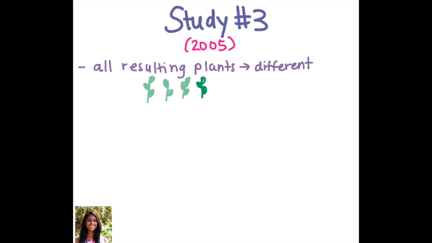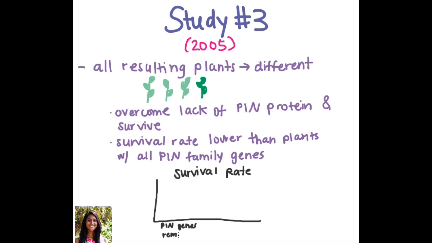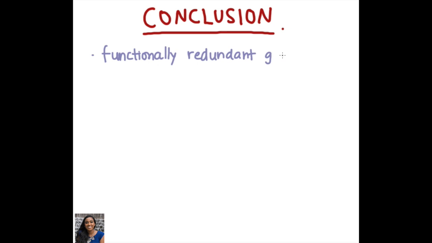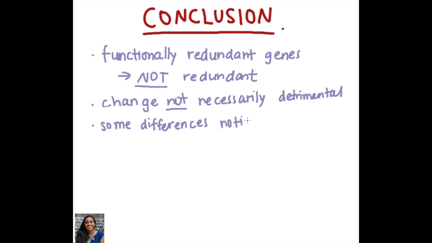Although the resulting plants were all different, they were able to overcome the lack of PIN protein and survive. However, it was found that the survival rate of these plants was not as high as those with all of the PIN family genes. Through both of these examples, we have concluded that functionally redundant genes are in fact not redundant. Without the presence of one of the redundant genes, the organism could face changes, whether major or minor. These changes do not necessarily result in a detrimental effect on the organism, but a difference is noticed.